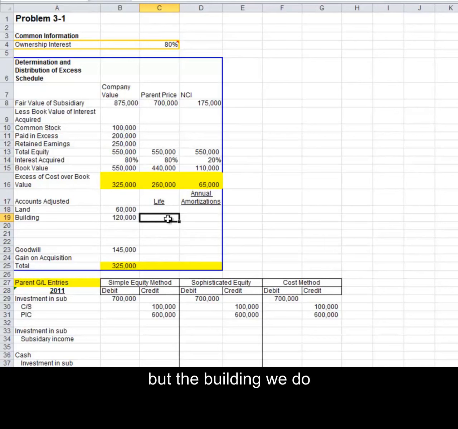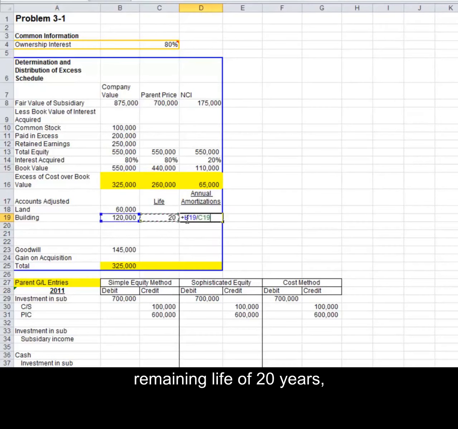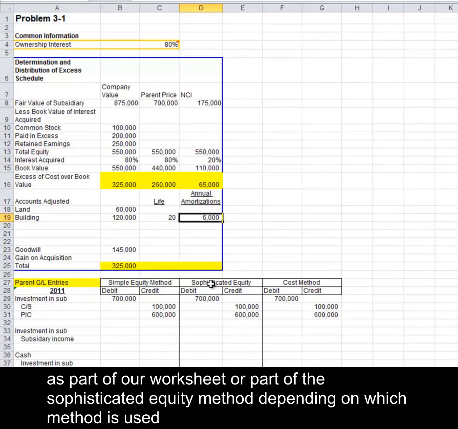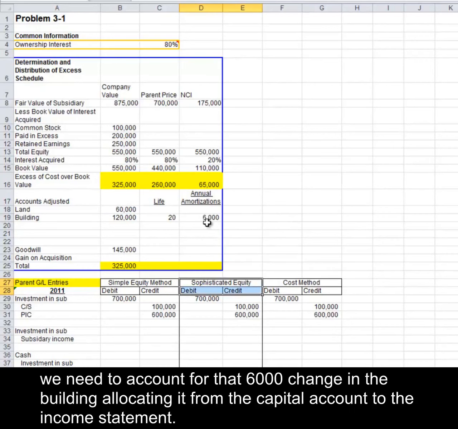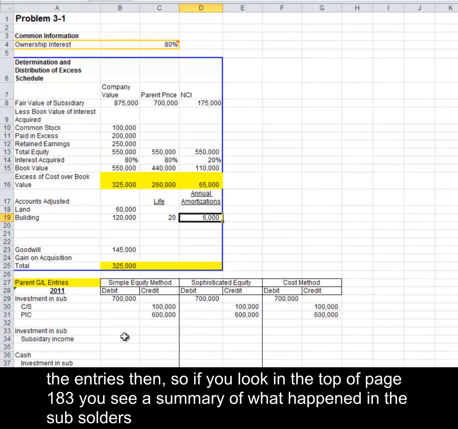But the building we do, and it's given in the problem that the building had a useful life or remaining life of 20 years. So every year, as part of our worksheet or part of the sophisticated equity method, depending on which method is used, we need to account for that $6,000 change in the building, allocating it from the capital account to the income statement. So that will be the difference between our simple and sophisticated, is this $6,000. So let's go through and actually record the entries then.